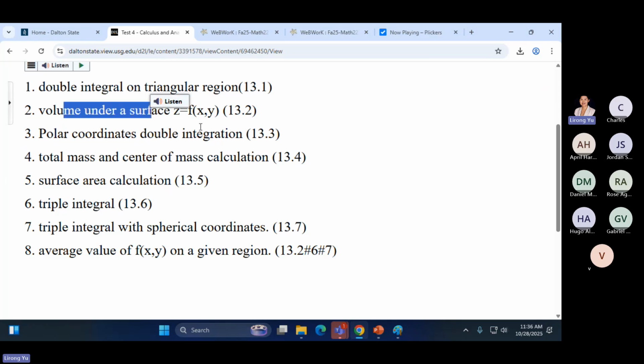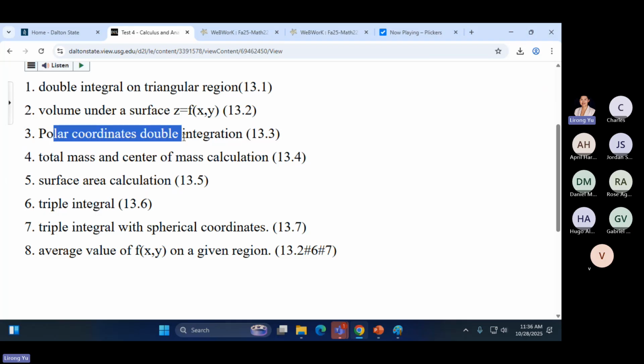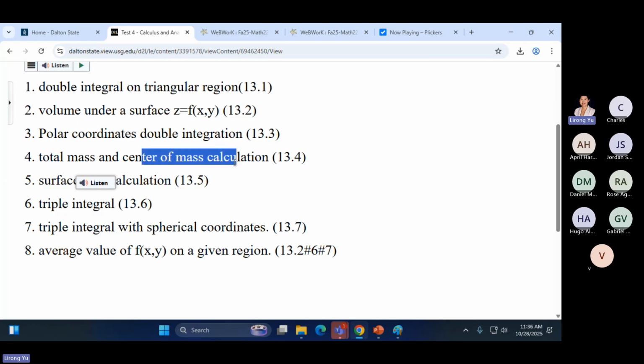The volume calculation under a surface, that's one of the questions on 13.2. Then a force coordinate calculation from 13.3. You see, we're pretty much getting one question per section. Then total mass and center calculation.